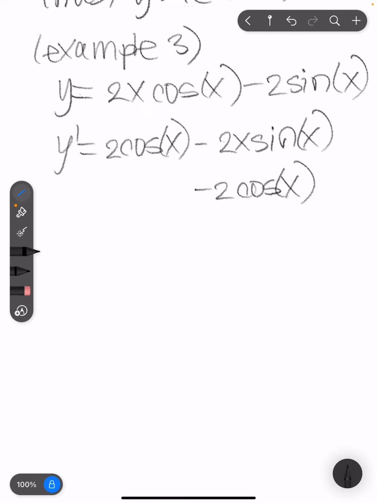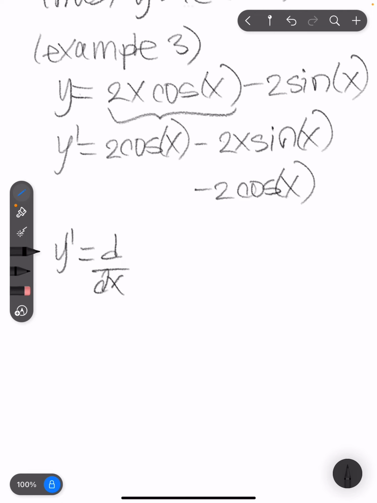and if you weren't able to follow along there, I'll redo it with showing more detail. So we need to apply the product rule to this first quantity first because we see it's 2x times cosine x, so that's two functions of x multiplied together, which indicates use of the product rule.